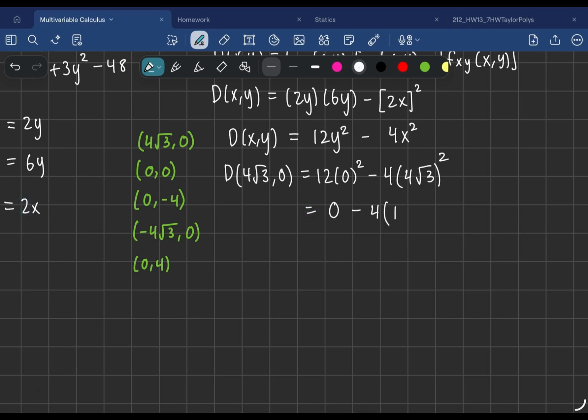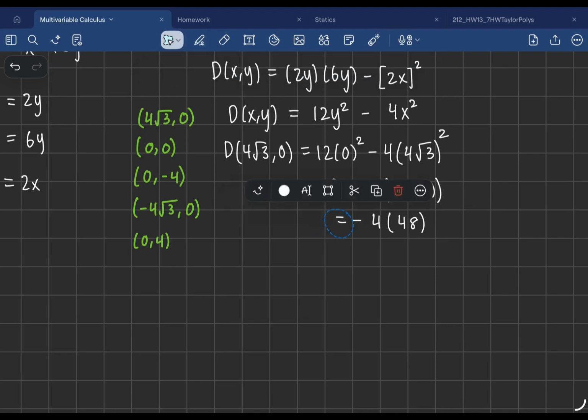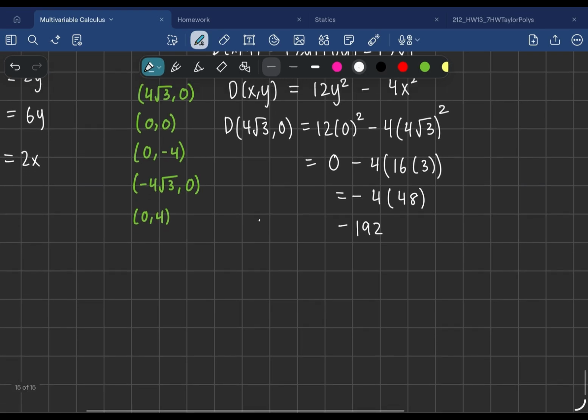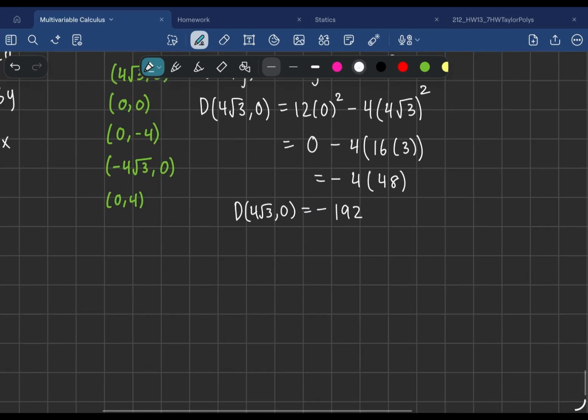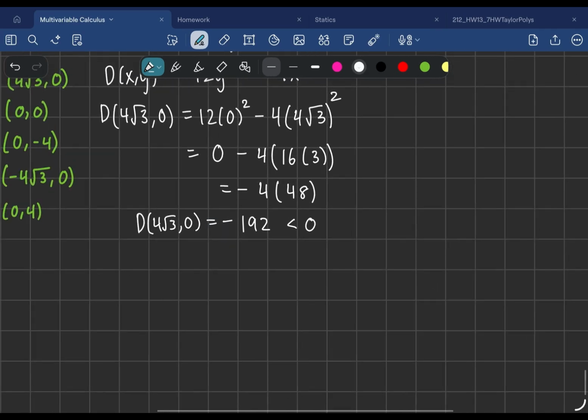And here, let's evaluate inside first. 4 squared, you're going to get 16. Root 3 times root 3, the radicals cancel out. You're just going to get 3. Now, 16 times 3 is going to be 48. And 48 times negative 4, you're going to get negative 192. So here your D of 4 root 3, 0 is going to be negative 192. Now, when your discriminant is less than 0, which negative 192 is, you will get that this is a saddle point.